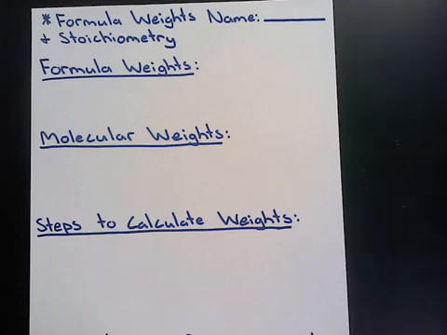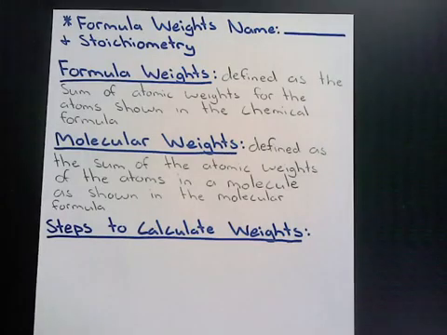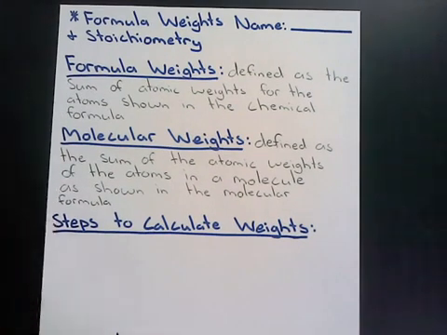So formula weights here, they are defined as the sum of atomic weights for the atoms shown in the chemical formula. Now, molecular weights, the real similar definition here, but it's just defined as the sum of the atomic weights of the atoms in a molecule as shown in the molecular formula. Now, really the only difference here between molecular and formula weights is if we're dealing with an ionic versus a covalent compound. Other than that, they get to be solved in a very similar way.